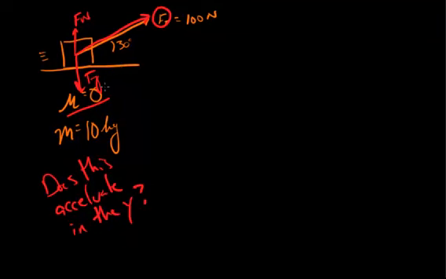So the only really tricky situation is what if it pulls up? What I usually do in this situation is assume that it doesn't accelerate, and try to find force normal. Force normal will be our key to figuring out whether or not it accelerates in the y. So here we go. Let's sum the forces in the y, and again, we're going to assume that it doesn't accelerate.